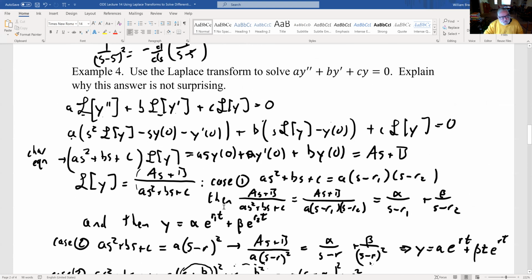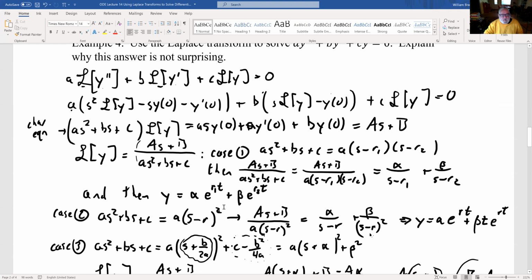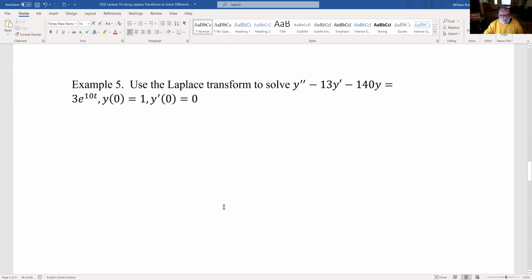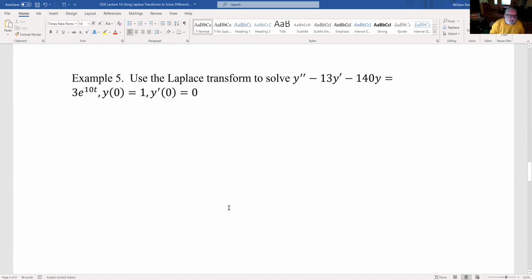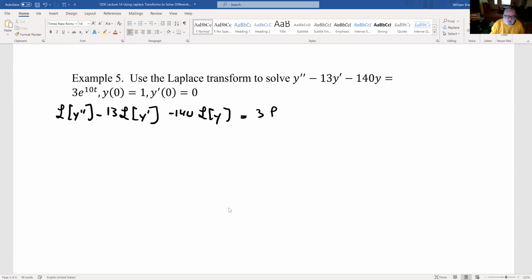So Laplace transforms give us the correct answers for solving second order differential equations. So how do we solve this thing? Example 5. Well, you take the Laplace transform of both sides: the Laplace transform of y double prime minus 13 times the Laplace transform of y prime minus 140 times the Laplace transform of y equals 3 times the Laplace transform of e to the 10t.